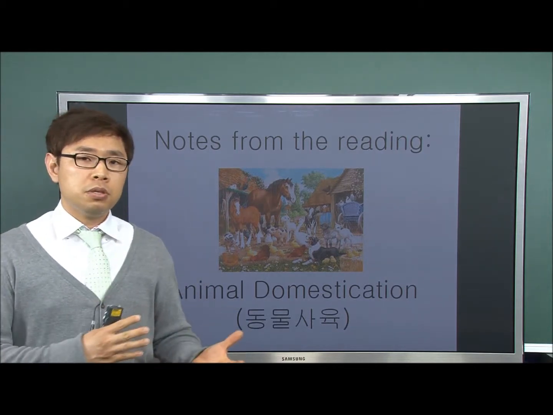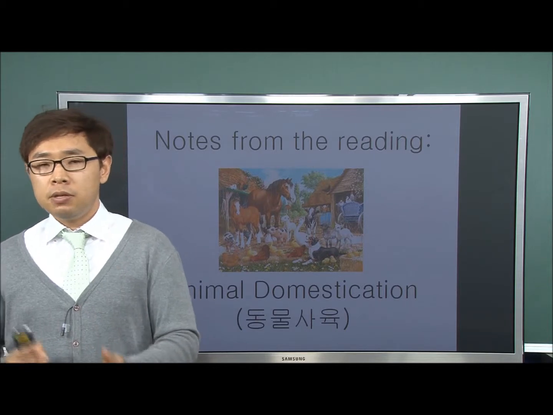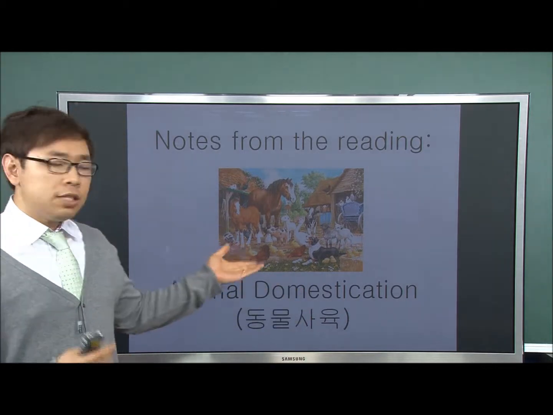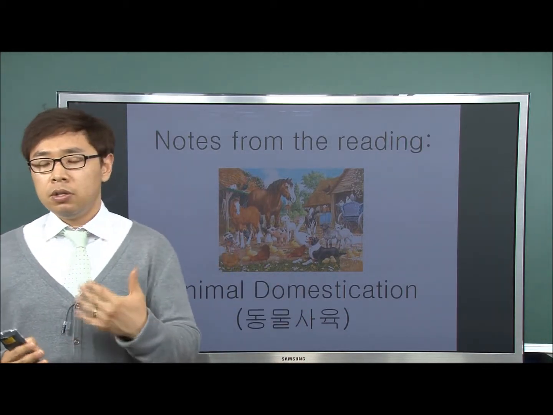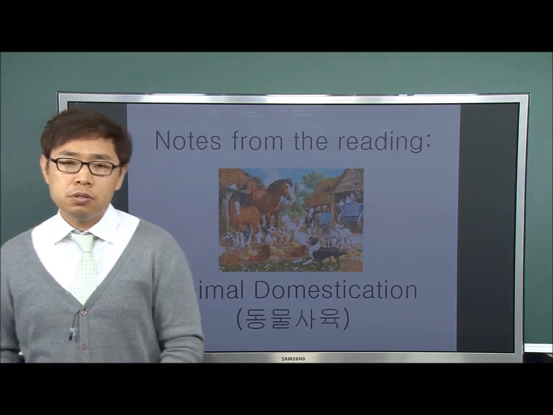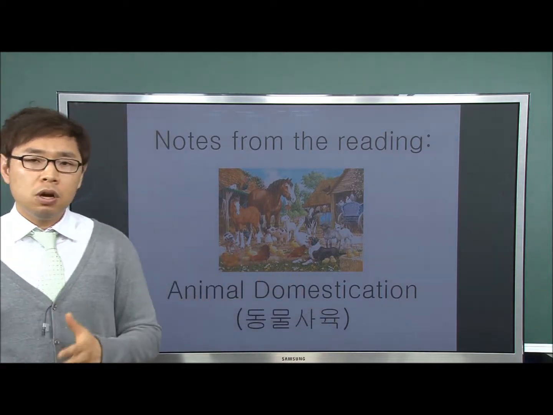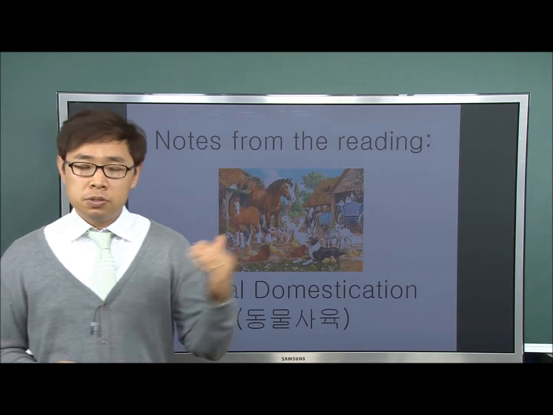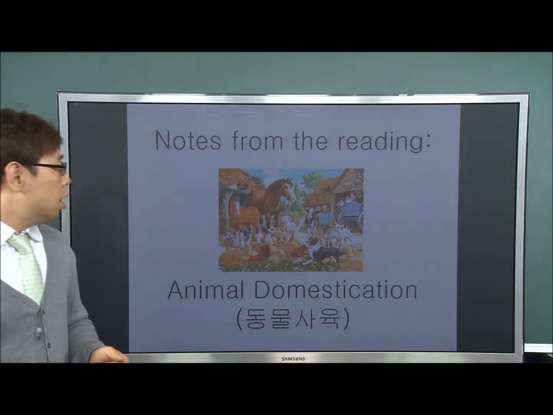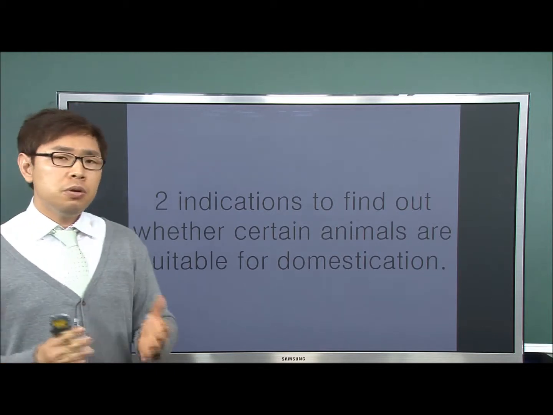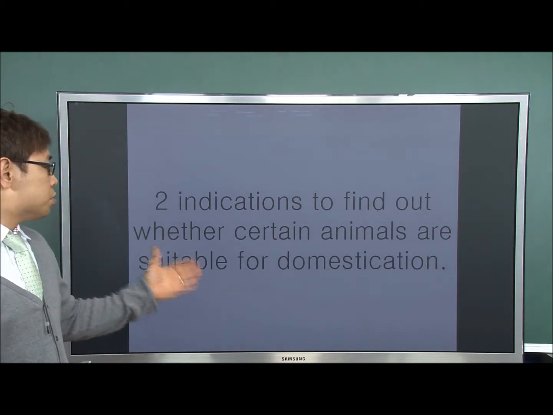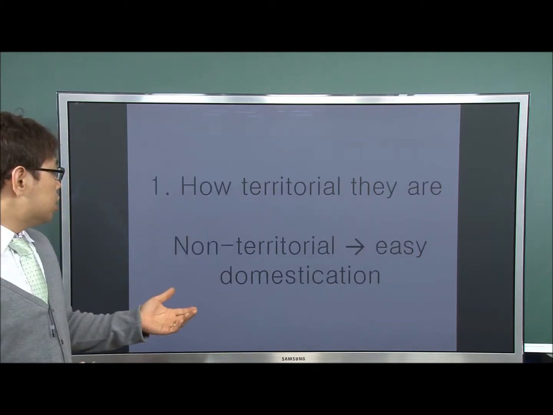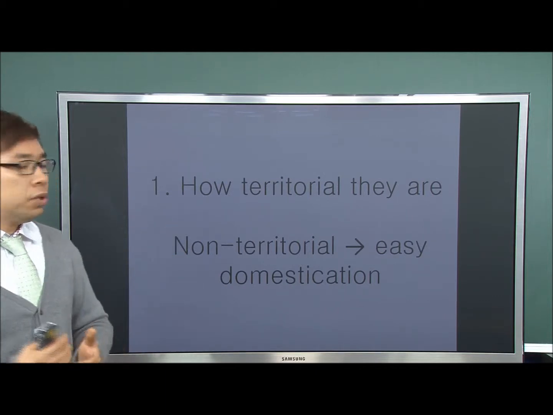Live with humans, follow directions from humans, live on the farm, and follow orders, such as dogs and cats, and horses that can be domesticated. One example the professor talks about in the listening is horses, and we are going to go over it in detail once we reach that page. In the reading, it also talks about two indications to find out whether certain animals are suitable for domestication.